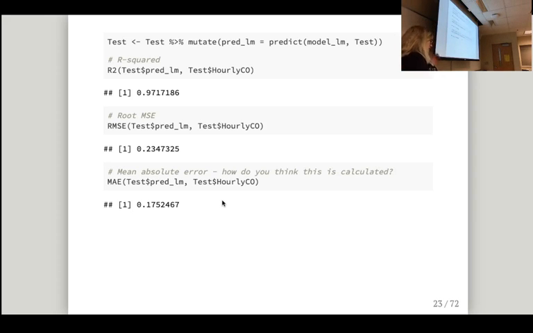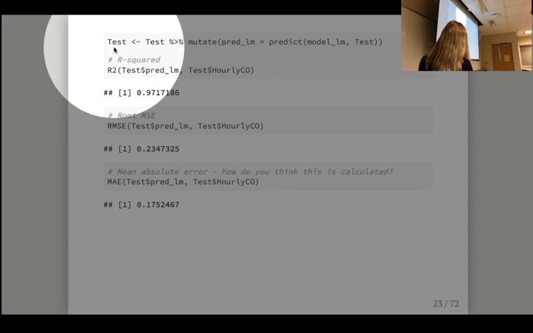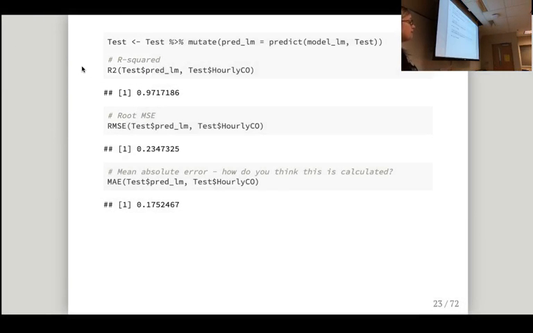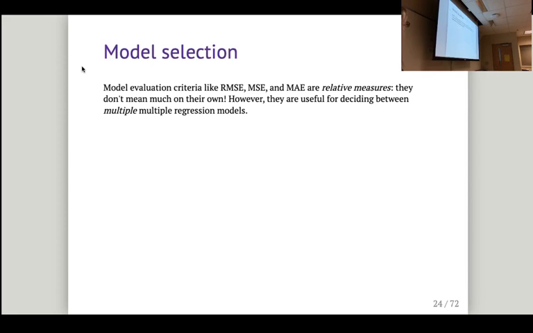Now, let's do this on the test data as well and look at how well we're doing on the test data. So here I'm taking my predictions, adding them to the test data. Caret has built-in functions to calculate R squared, mean square error, and mean absolute error. So R2 calculates R squared. Also pretty high on the testing data, which is a good sign. Mean square error, comparable on the testing compared to the training data, good sign. Mean absolute error, again, comparable on the testing data. So, good sign so far.